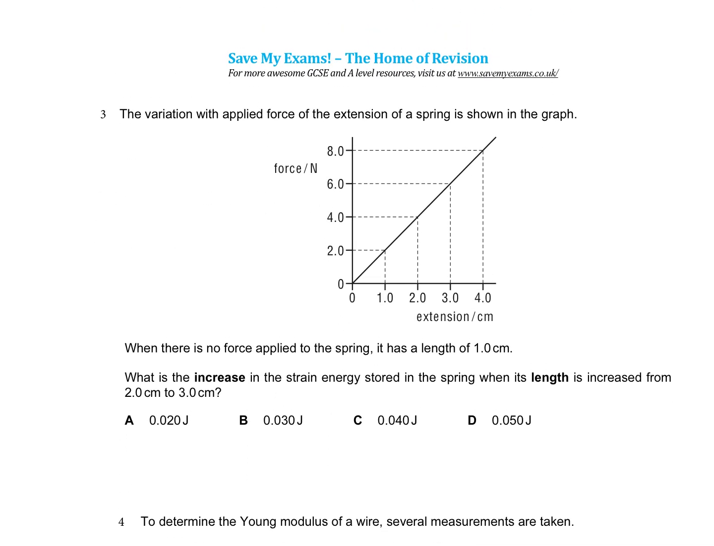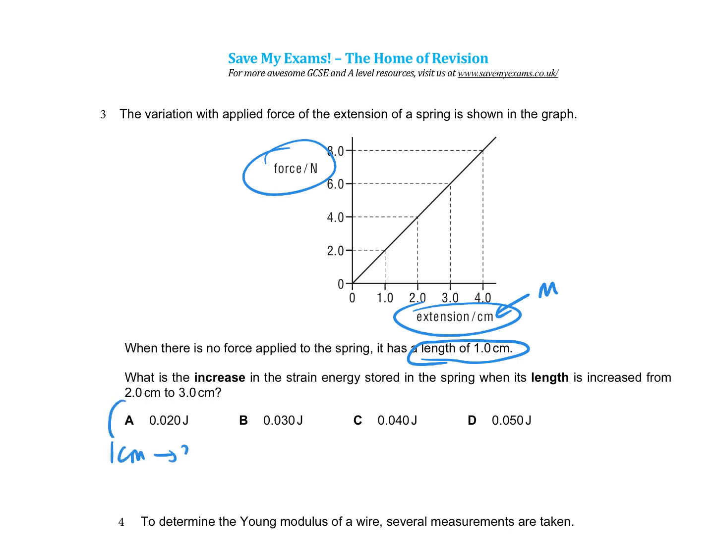Question 3 plays off that same idea, that the area under a force extension graph, although watch out because that's in centimetres, it needs to be in metres if we want the answer in joules. We also know the original length was 1 centimetre. So if its length goes from 2 to 3, that's effectively an extension of 1 centimetre to 2 centimetres, as its original length was 1. So that's going from here to here.